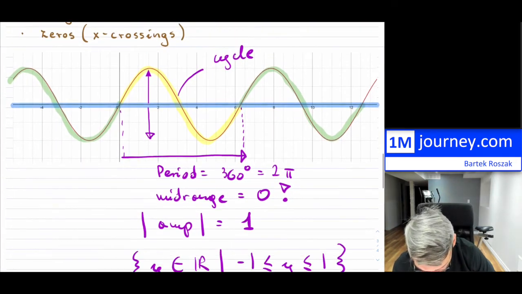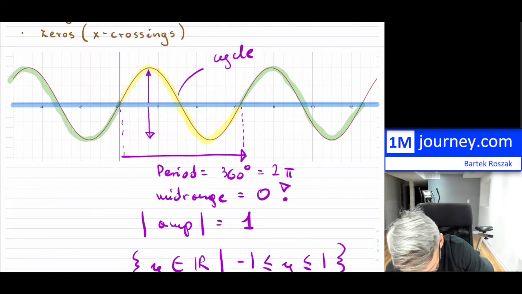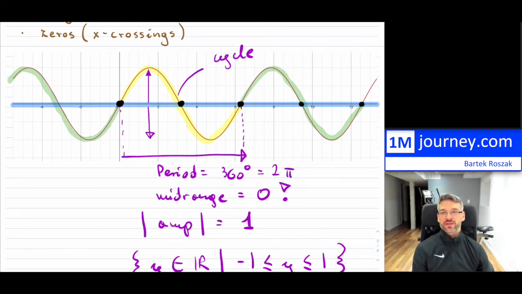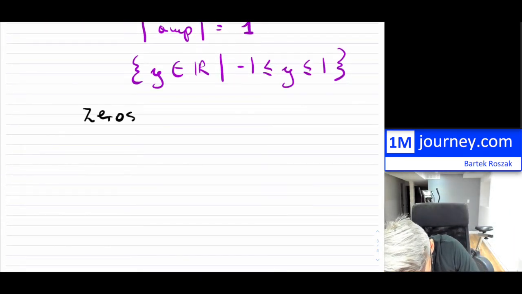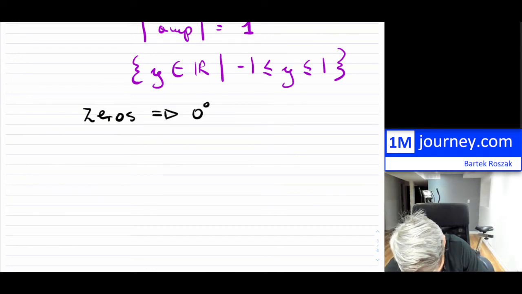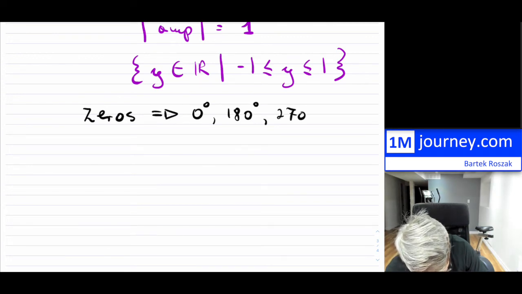Now the zero crossings, well, those happen here, they happen here, they happen here. Notice the zero crossings just keep repeating. And what do you notice about the zero crossings? That's when sine of the angle is equal to 0, right? Well, when is the sine of the angle equal to 0? Your zeros will happen at 0 degrees, at 180 degrees, at 360 degrees, right? And then it continues on.